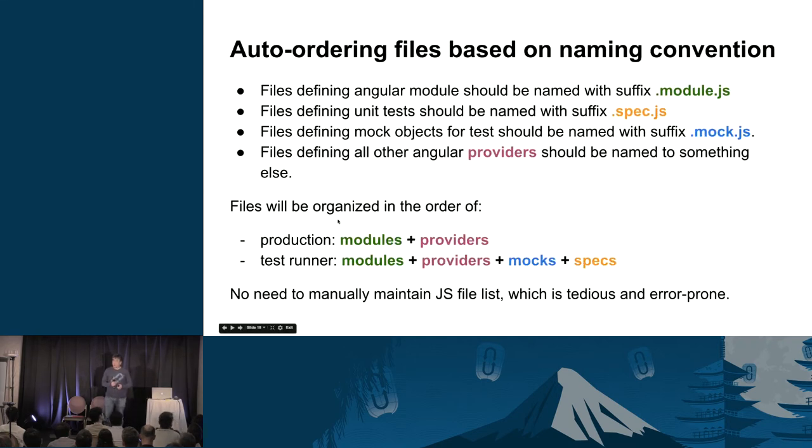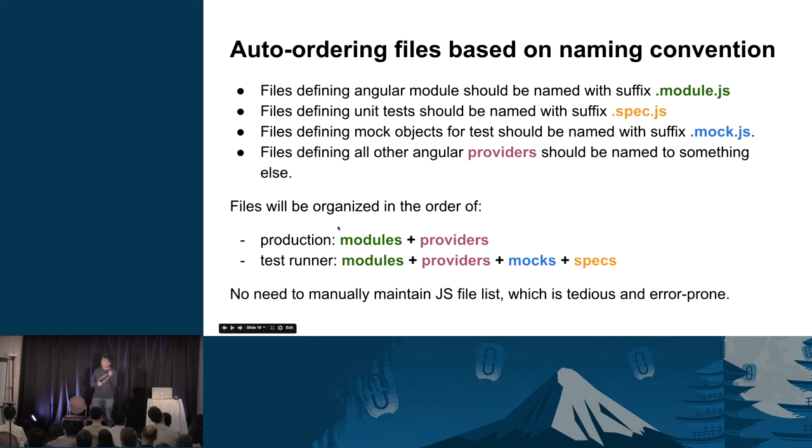So the owner JavaScript gets automatically ordered based on naming convention. JavaScript files that define an Angular module will be named .module.js, the files that define unit tests will be named .spec.js, and the files that provide mock objects for unit tests will be named .mock.object.js, and all the other JavaScript files that define Angular providers will be named something else. The order will be, in production, modules first and then providers. In the test runner, it is modules, providers, mocks, and specs.